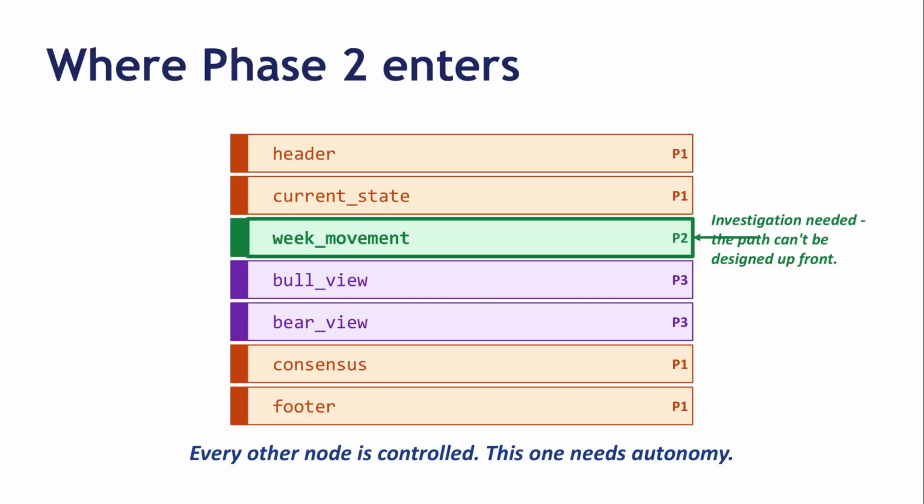Now, phase 2 enters the picture. The This Week's Movement section needs investigation. We don't know in advance whether the agent will need 1 tool call or 3, whether it will pick up on something specific that demands a follow-up. The path can't be designed up front. This is where phase 2 belongs.